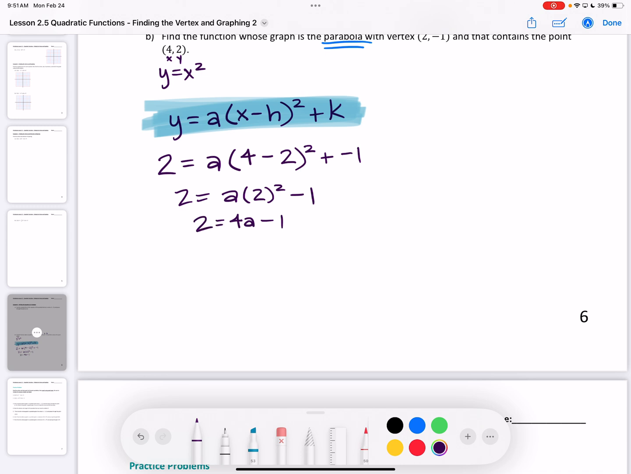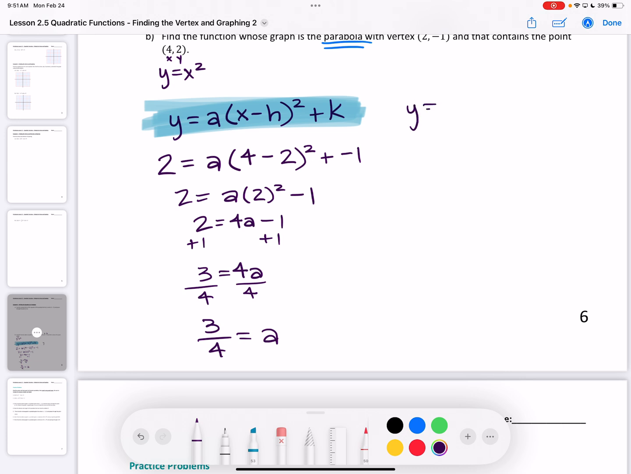And now we're trying to solve for A, so we would add 1. Okay. 2 plus 1 is 3. Last step to solve for A would be to divide by 4. So 3/4 equals A. And now the last step is to plug in A and plug in your vertex to get the standard form.